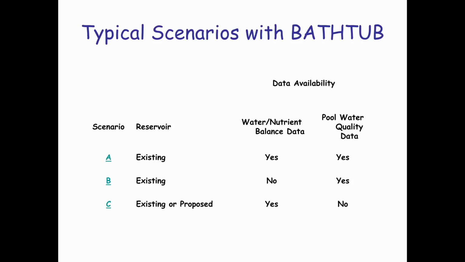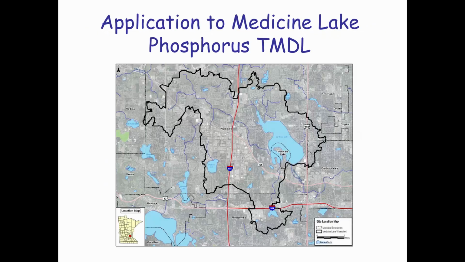B would be, again, where you have an existing reservoir, but you don't have data on the input water or the nutrient data, but you do have data on the quality of the water in the lake. And third scenario, C, is where you have either an existing or proposed reservoir, and you have the input water quality data and water balance data, but you don't have pool water quality data available to you. So those are possible scenarios that one might want to look at.